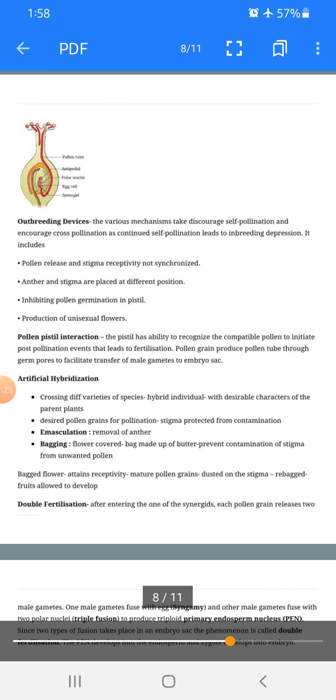And outbreeding devices are the various mechanisms that discourage self-pollination and encourage cross-pollination, as continued self-pollination leads to inbreeding depression. It includes pollen release and stigma receptivity not being synchronized. Then anther and stigma are placed at different positions. Then inhibiting pollen germination in the pistil. Then production of unisexual flowers.